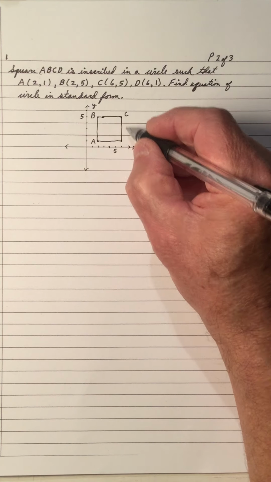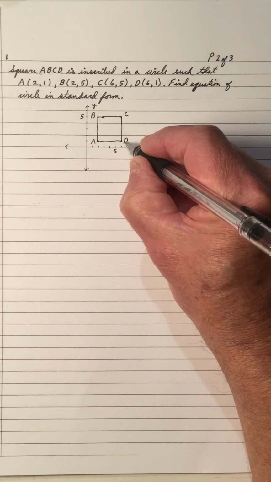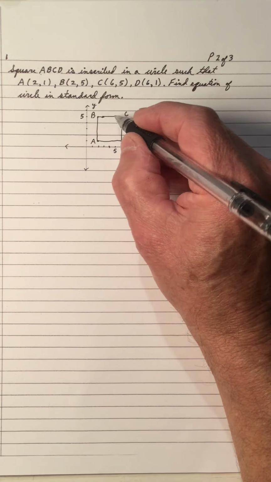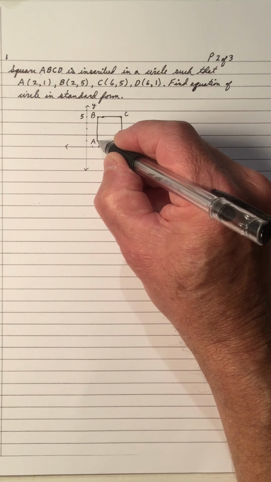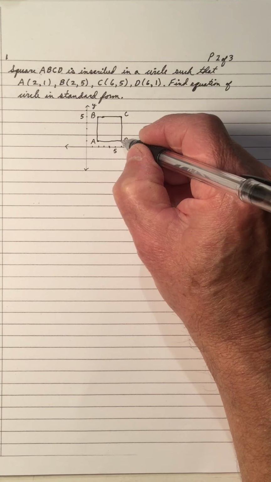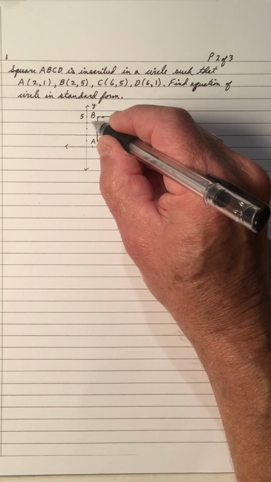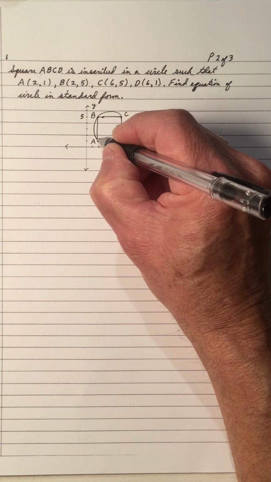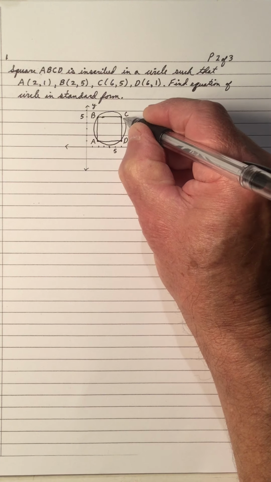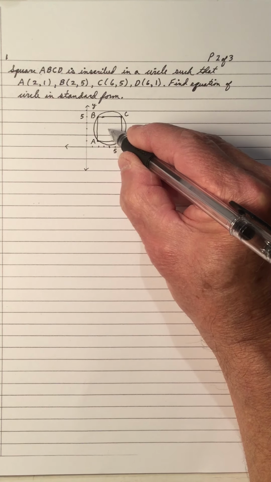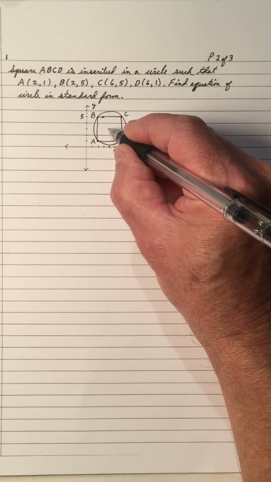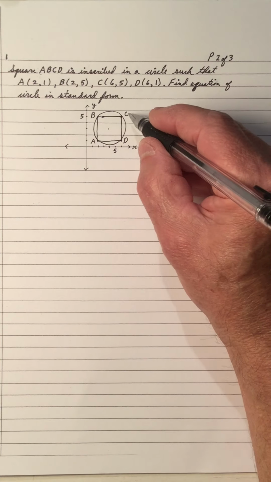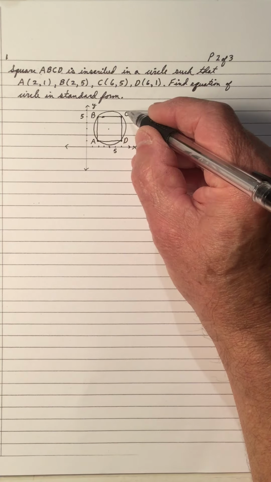So what we have is a square, and all sides of a square are equal. But it says that the square is inscribed in a circle. So that means there's a circle passing through A, B, C, D. Let's draw a circle. That means that the center of the circle must be in here, approximately right there. We want to find the center of the circle, and then we get the radius.